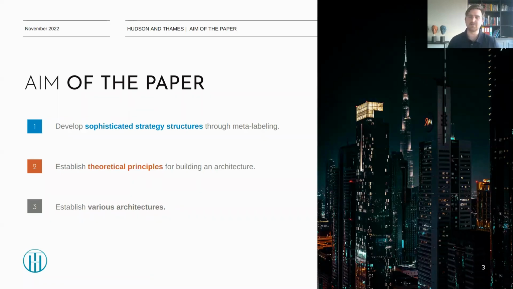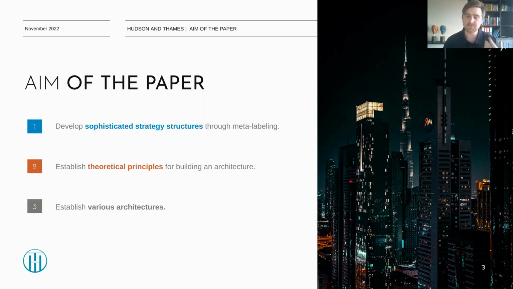Okay, so the first aim of the paper was to develop sophisticated strategy structures through meta-labeling. So Professor Marcos Lopez de Prado had this idea that when you separate side and size, you can have all these different strategy structures or architectures where the different components interact with each other, and then you can get quite complicated architectures, but each specific instance of that architecture is to account for a certain aspect of it rather than combining everything into one model.